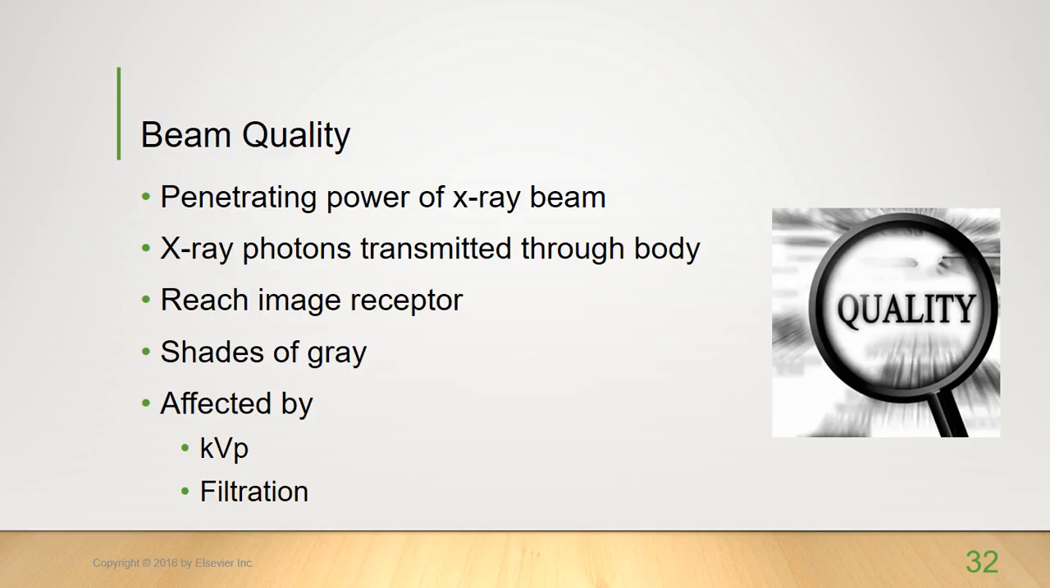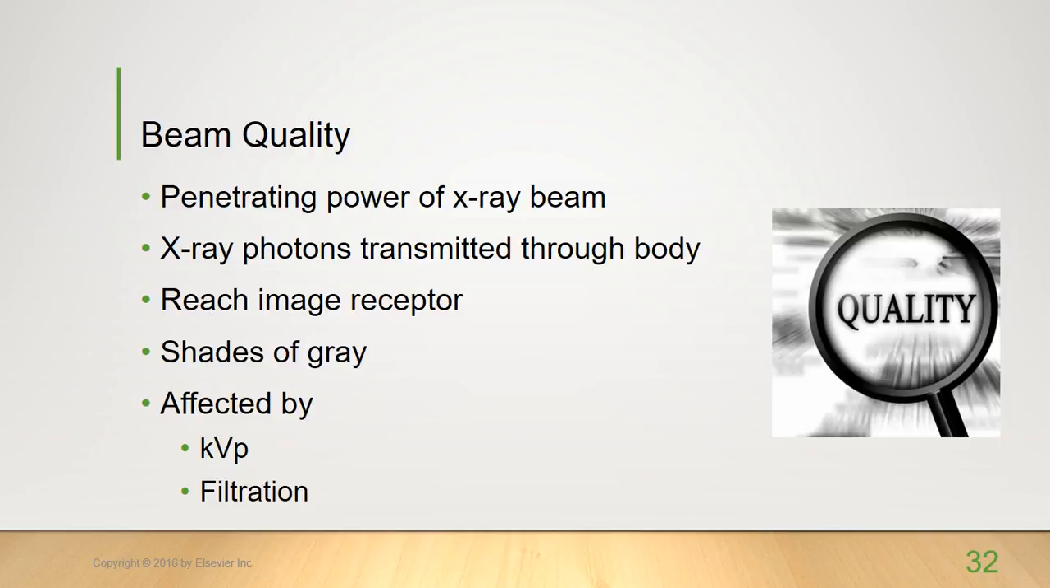Okay, our next section is going to be beam quality. Beam quality refers to the penetrating power of the X-ray beam. Your mass and your quantity is going to determine how much of the X-ray actually reaches the patient. Now we want to know how much of it is going to penetrate. Penetration refers to those photons that are transmitted through the body and reach the image receptor. So if you don't have the quantity to reach the patient, they're not even going to get through the body. So you have to think about both of these together.